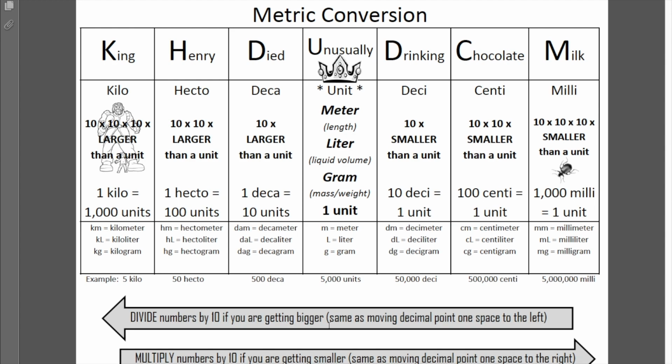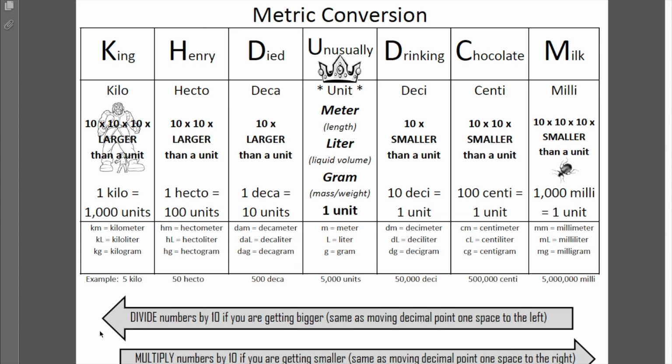If we look on this side of the paper, your left-hand side of the paper, you'll notice that kilo would be the largest number that we're dealing with. If you move all the way down to the right-hand side, you'll notice that milli is going to be the smallest number that we are working with. Okay?